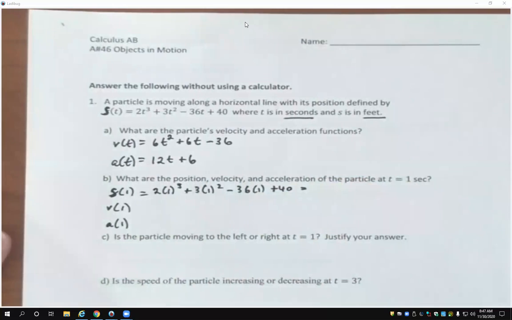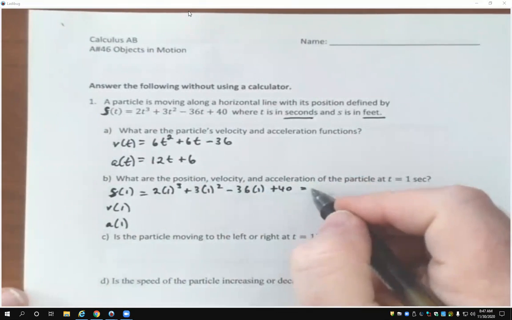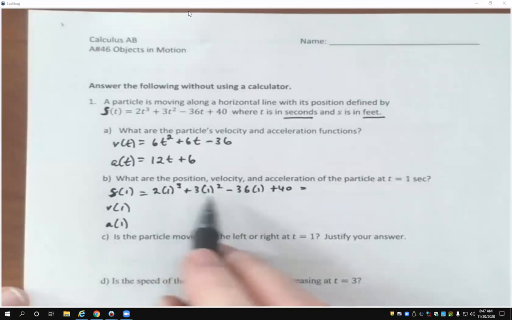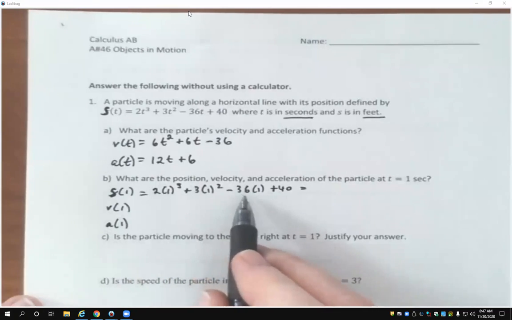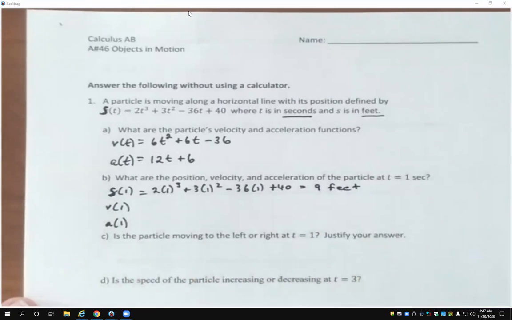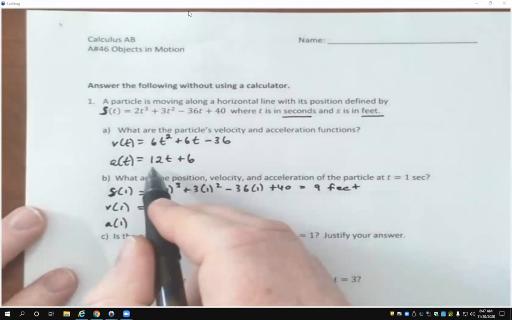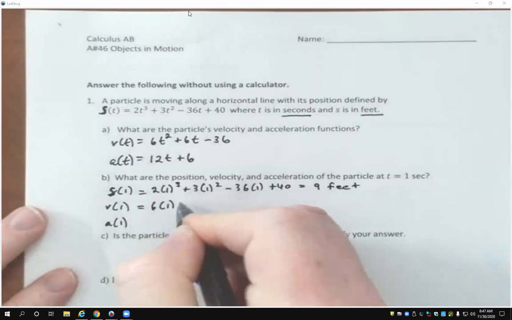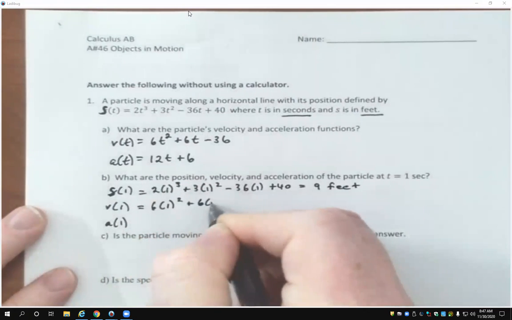Okay, go ahead and work that out real quick. And you should end up with, what is that? 2 plus 3 is 5. 5 minus 36 is negative 31. Plus 40 is 9 feet. All right, v of 1 is 6 times 1 squared plus 6 times 1.